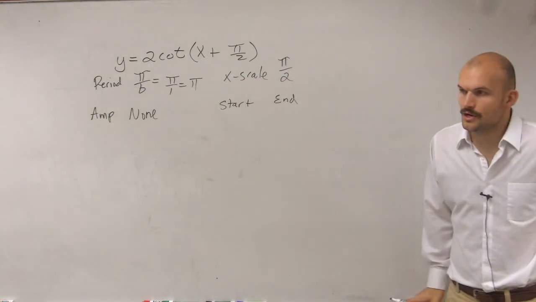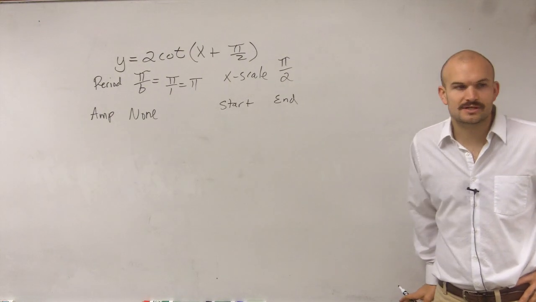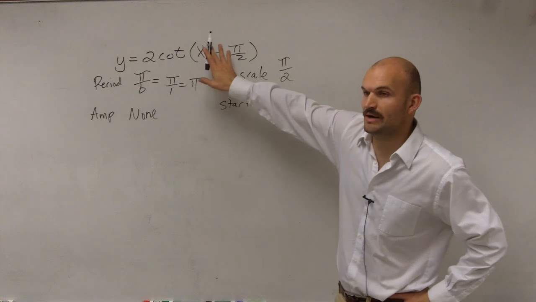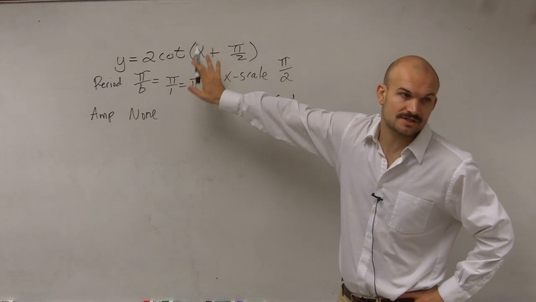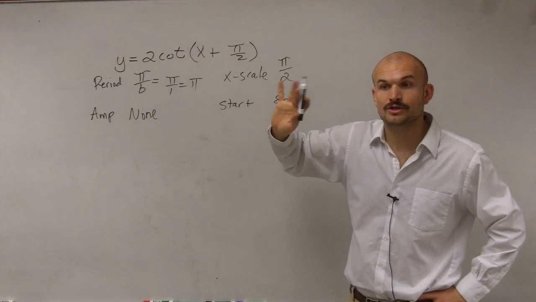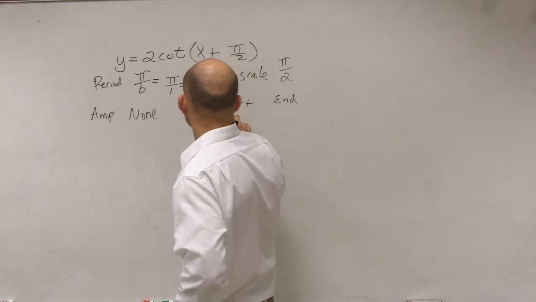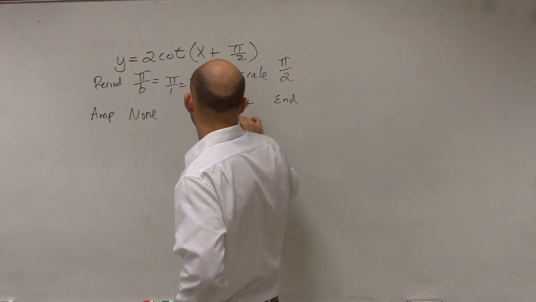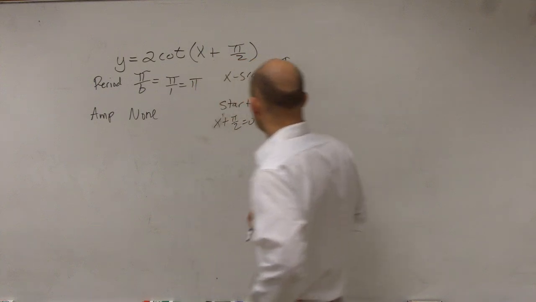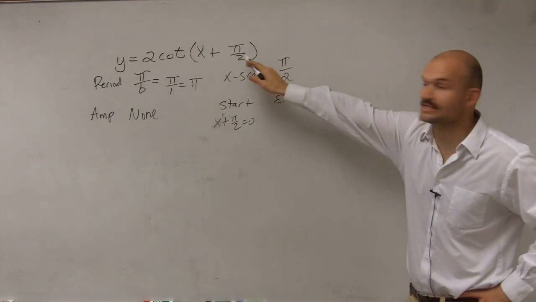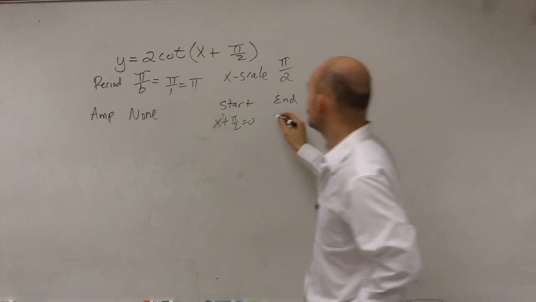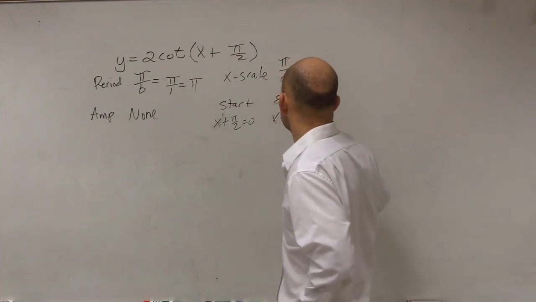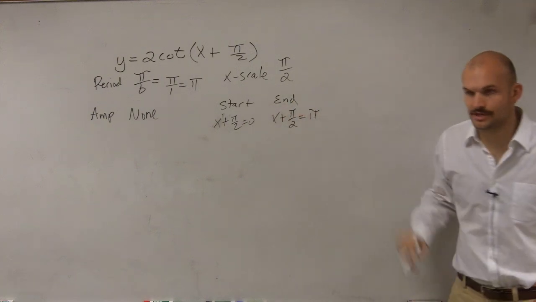Okay, so here's where cotangent and tangent also differ. Remember the start? We took whatever's inside of our function and set it equal to 0. For the cotangent function, you do that exact same thing: x plus pi halves equals 0. And then for the end, rather than setting whatever's inside your function equal to 2 pi, we're just going to set it equal to pi. So that's going to be your start and your end.